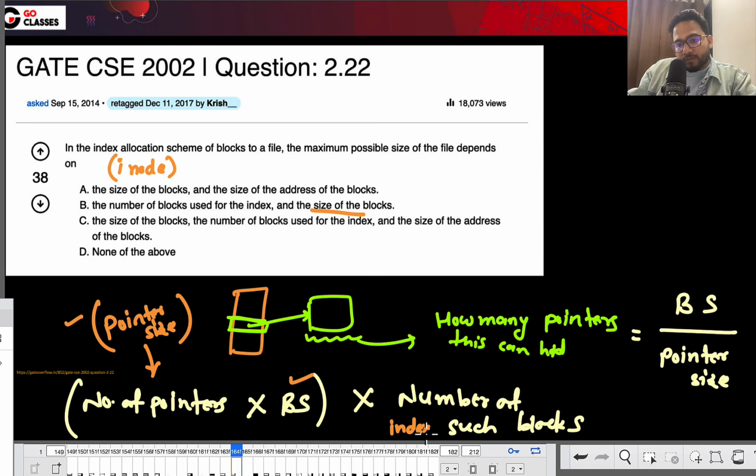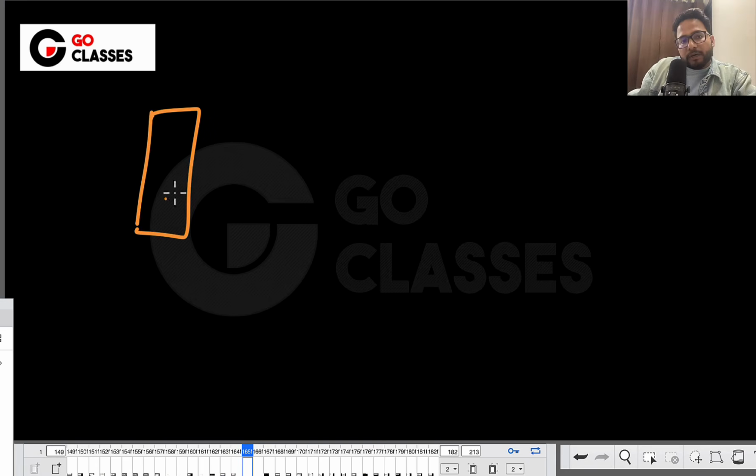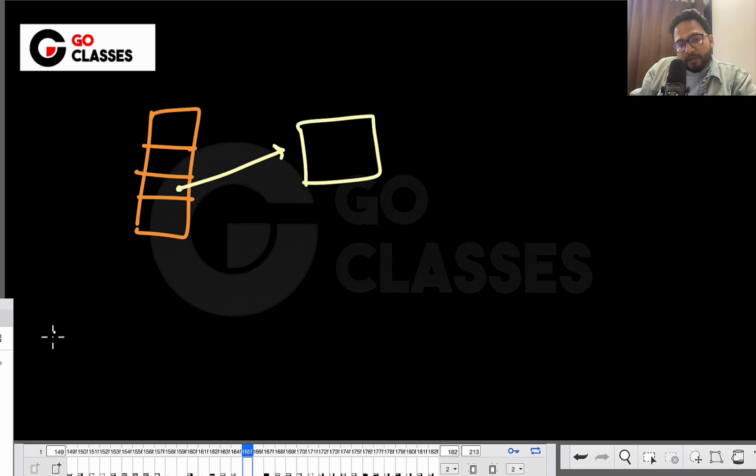So it will depend on the size of the block, the number of blocks used for the index, and the size of the address, where size of the address means pointer size. Yes, it depends on the size of the address, the number of blocks used for the index, and the size of each block. So basically, in an index kind of system or an inode system, it will depend on how many blocks you are using for the indexing.